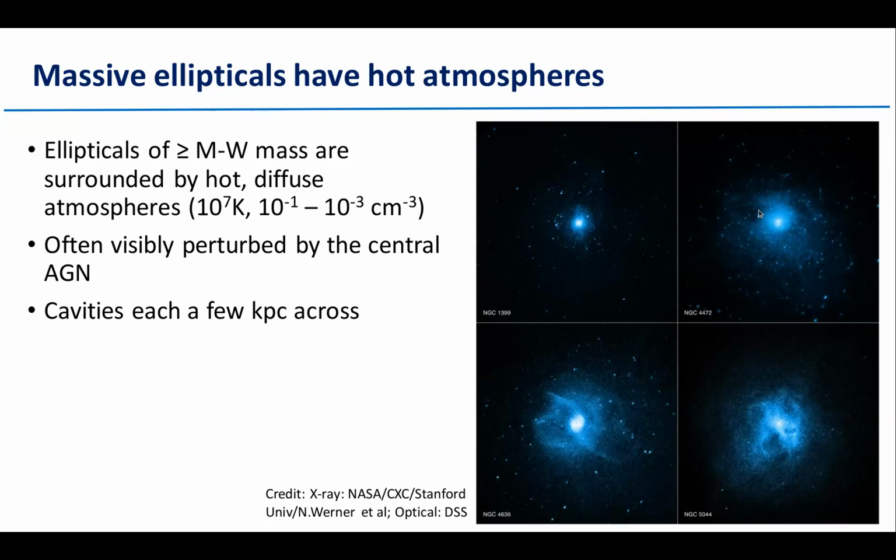Okay, cool. So we've got cavities in here, each one a few kiloparsecs across in these systems. We've got these bright rims in NGC 4636 down here. And again, cavities really rather beautifully in NGC 5044. So there's a huge amount of structure in these hot atmospheres.